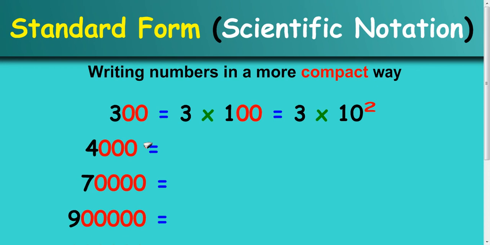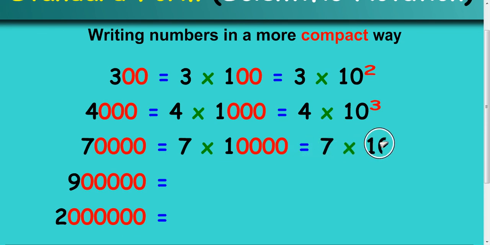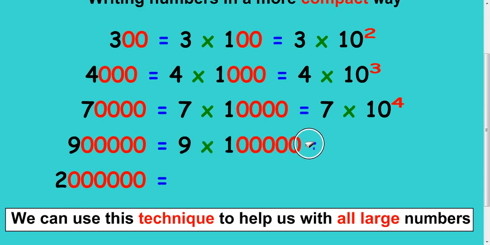Same idea here, we can rewrite this as 4 times something. So 4,000 is 4 times 1,000. And we can shorten the 1,000 down to 4 times 10 to the power of 3. We've got 70,000 here, we can write that as 7 times 10,000, which is 7 times 10 to the power of 4, because there's 4 zeros on the end. We've got 9 here, times 100,000. That's got 5 zeros on it, so it's 9 times 10 to the power of 5.